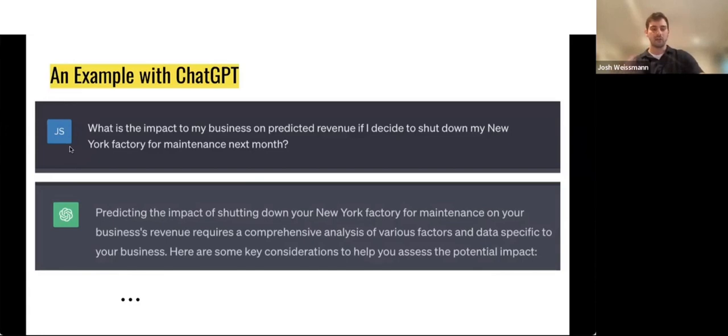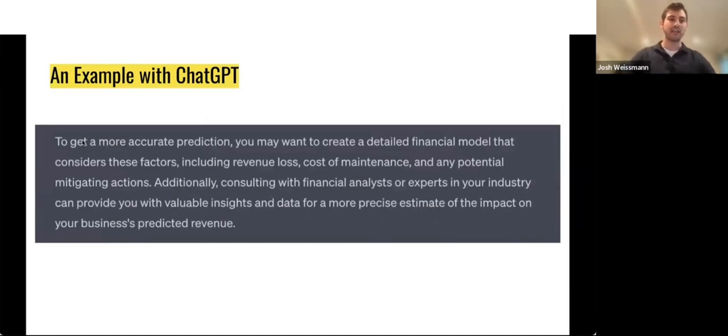First of all, it gives me a list of things to consider, but it obviously doesn't have access to my business's specific data, and it doesn't have any specific way to calculate the analyses and the specific functions that it's recommending. And then, at the end, it says, to get a more accurate prediction, you may want to create a detailed financial model that considers these factors, including revenue loss, cost of maintenance, and any potential mitigating actions, right? So all of this points to the fact that this recommendation engine is likely not going to be housed within ChatGPT, at least not for many, many years.